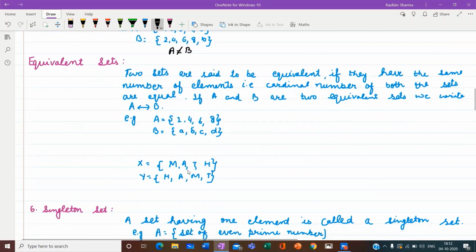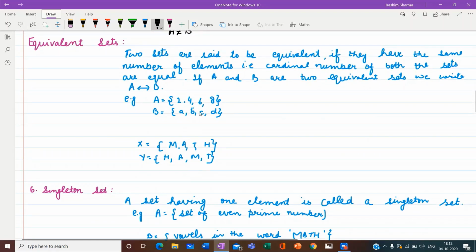Next we have equivalent sets. Two sets are said to be equivalent if they have the same number of elements. Means only the count should be the same, that is, the cardinal number of both.